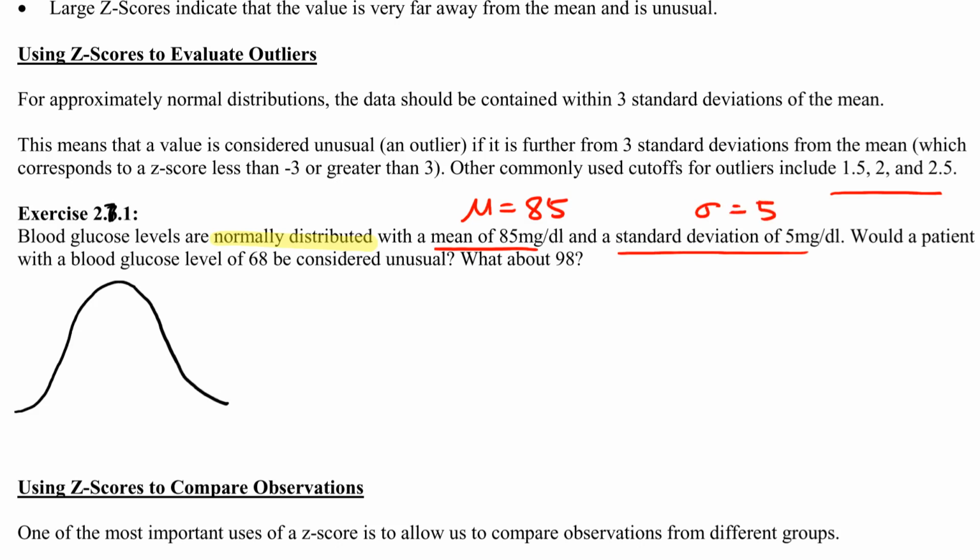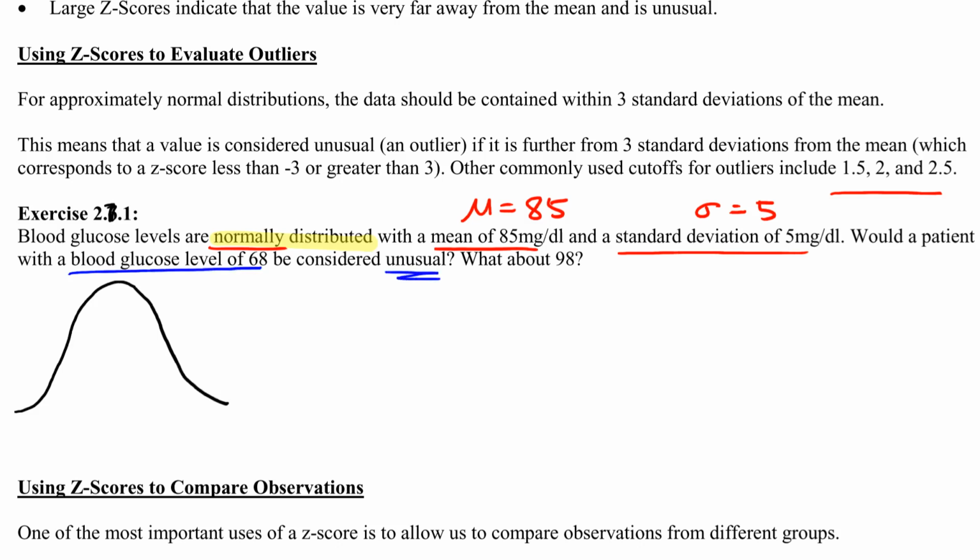Now, technically, these could be an X bar and an S, depending on whether this is sample data or population data, but there's nothing here to tell me that these were from a sample, so we're going to use mu and sigma. Generally speaking, whenever I say normally distributed, I'm sort of then saying these are the real values. Use them. They're gospel. The actual question says, would a patient with a blood glucose level of 68 be considered unusual?